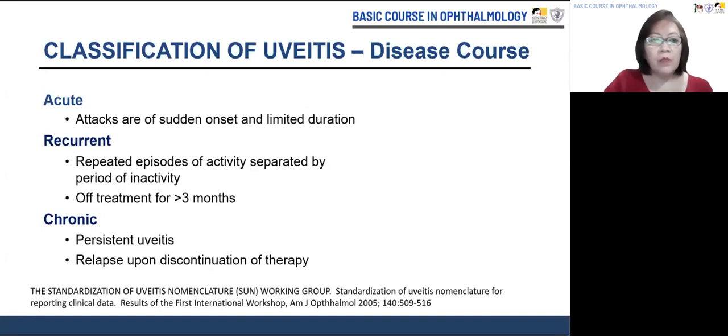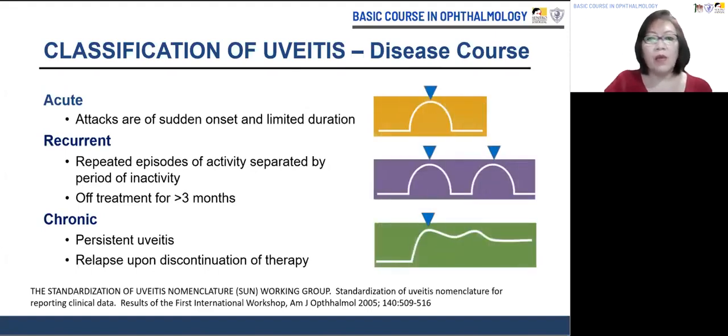get your patient off meds for 3 months without the eye going into active inflammation, the disease is classified as chronic. To better understand this concept, let's look at the diagrammatic presentations of the timeline of the attacks. Shown here, you have three diagrams. The blue arrowheads here indicate the periods when the eyes become inflamed, while the horizontal lines represent the periods of quiescence off medications.